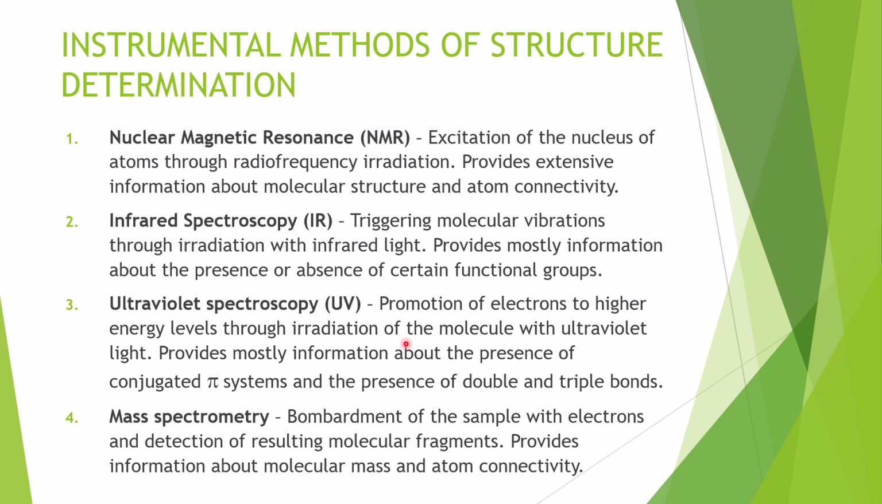Ultraviolet spectroscopy involves irradiation of the sample with ultraviolet radiation. Here there is an electronic transition, that is, it promotes electrons from a lower energy level to a higher energy level. With the help of UV spectroscopy, we can find out the presence of a conjugated system in the molecule, and the presence of double or triple bonds in the molecule.